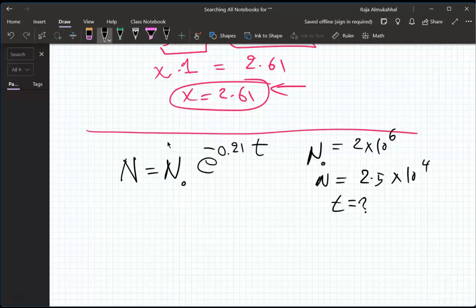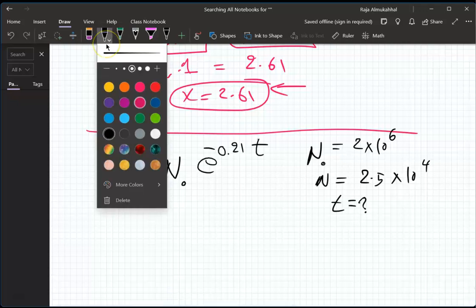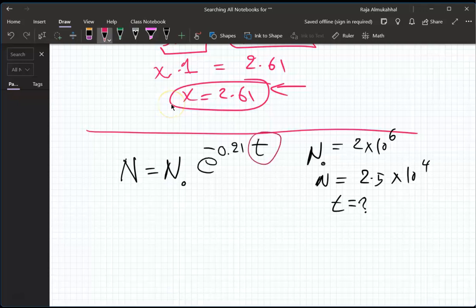After some time t, the number became 25,000 nuclei. So I'm starting with 2 million nuclei. After some unknown time t, I have now only 25,000. How long has it been? Or how long did it take that sample to reduce in number from 2 million to 25,000? So basically I'm solving for t.